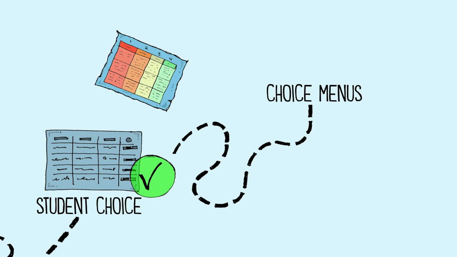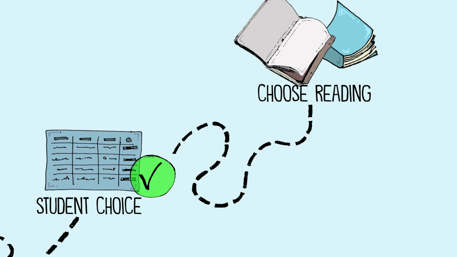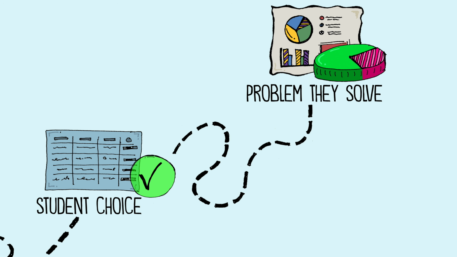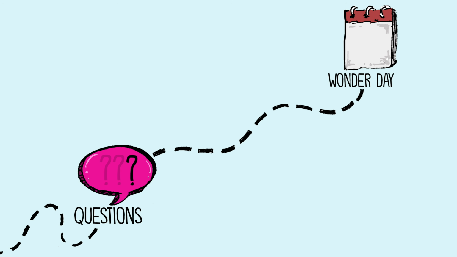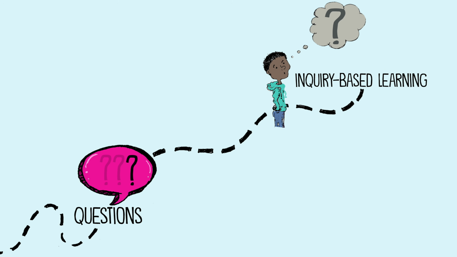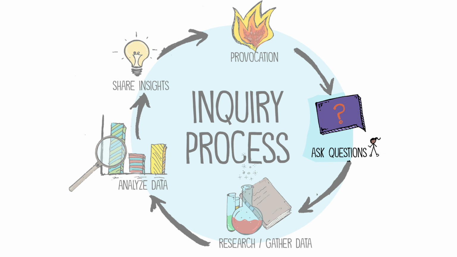This might include choice menus or launching a genius hour, letting students select what they read, or figure out what problems they want to solve in math. They can also pursue their questions with a Wonder Day activity or a longer inquiry-based learning project. And this starts with a provocation, which leads students to ask their own questions, engage in research and data gathering, where they then analyze the data and share their findings and insights with others.